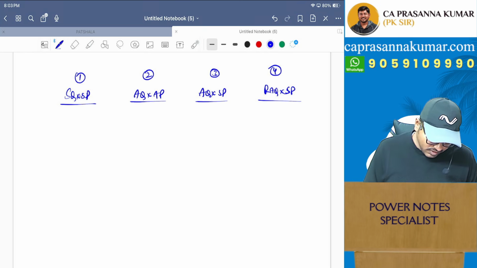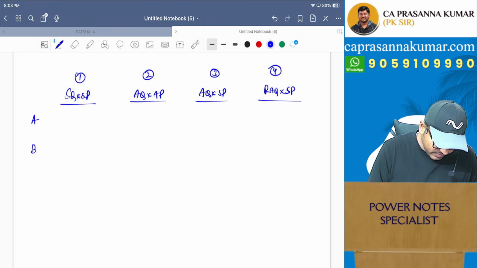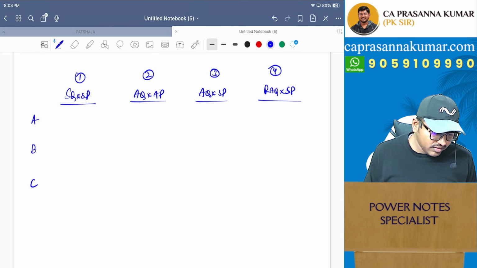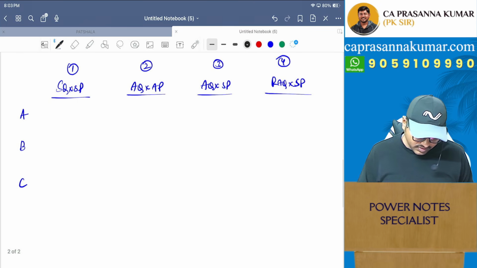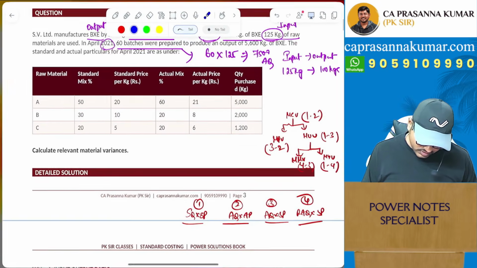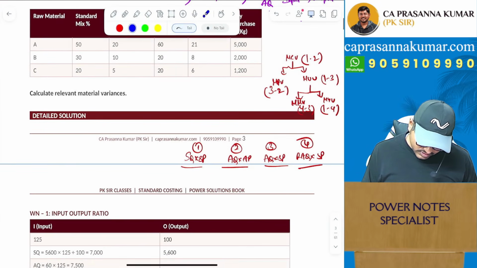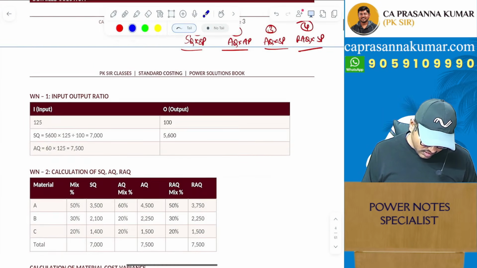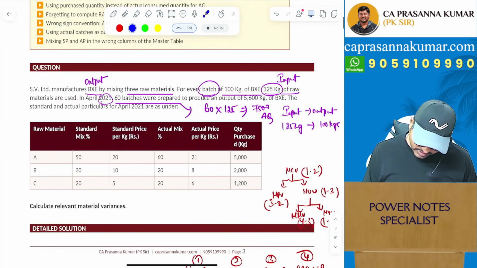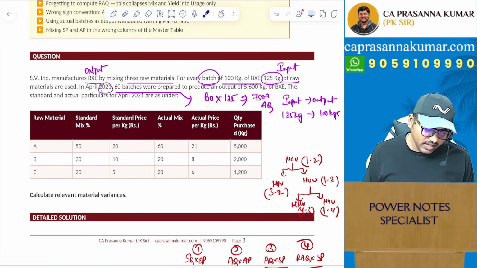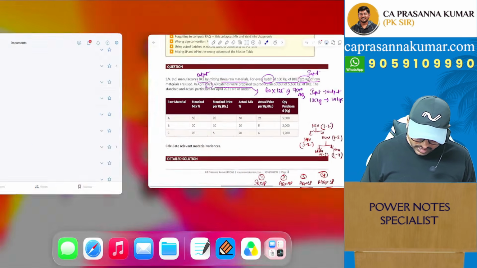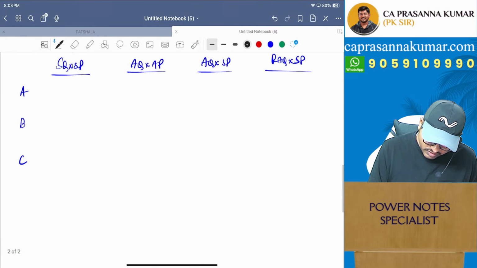Now how many raw metals have we got? A, B, C. There are 3. Standard mix is also given. Now one by one, we'll fill it up. Stay with me. First, I need to start with standard quantity. I told you so many times, standard quantity is nothing but standard quantity for actual output, correct? Now, how to calculate that? This I need to calculate.